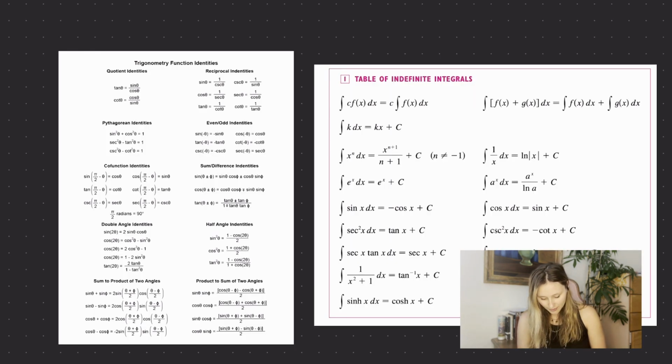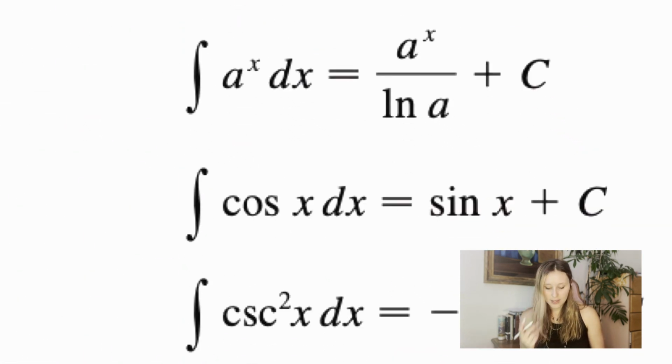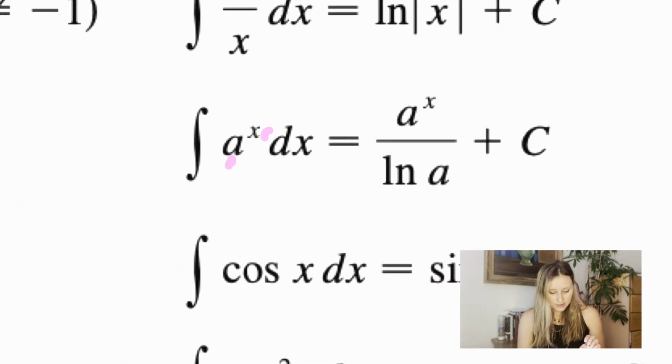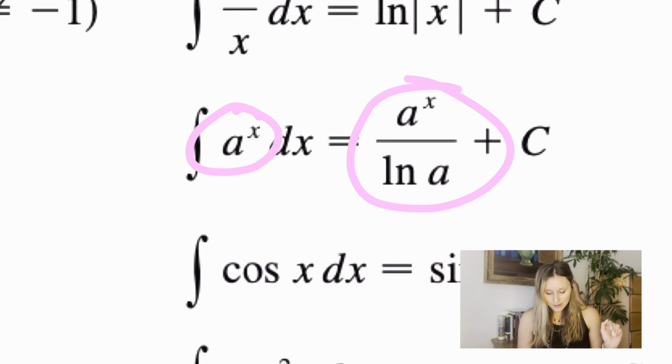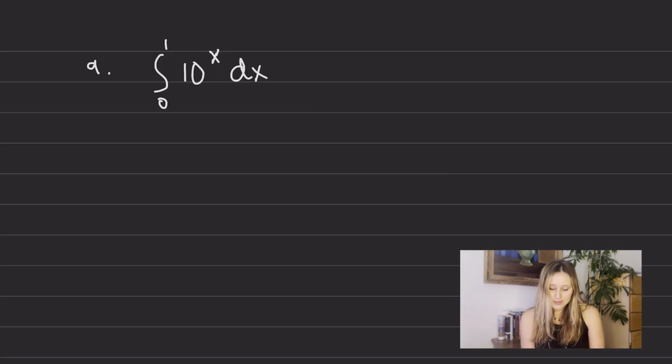Okay, look at that. Now we have a to the x. The integral of that is going to be a to the x over ln of a, or the log of a. This is going to be 10 to the x over log of 10, evaluated at 1 and 0.